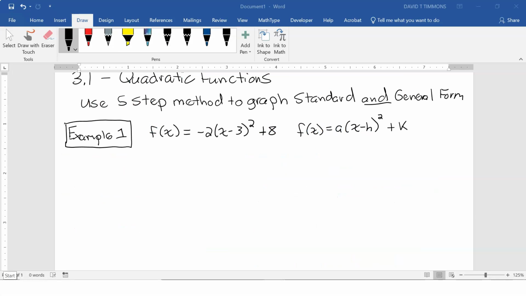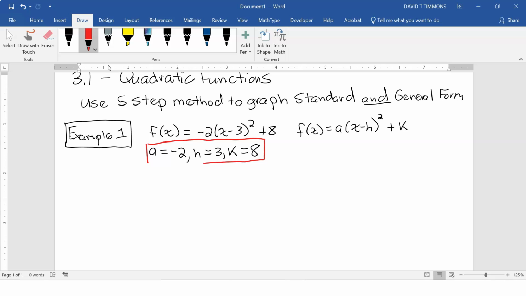Let's look at example 1 on page 348 from your textbook. And this is an example of a standard form equation. So I've included the standard form here, a(x minus h) squared plus k, so you can compare the actual equation with the standard form. And what we can do, if you'd like, is just identify what the values of a, h, and k are. So here, a is minus 2, h is 3, and k is 8. So we can just identify those pieces when we get started.